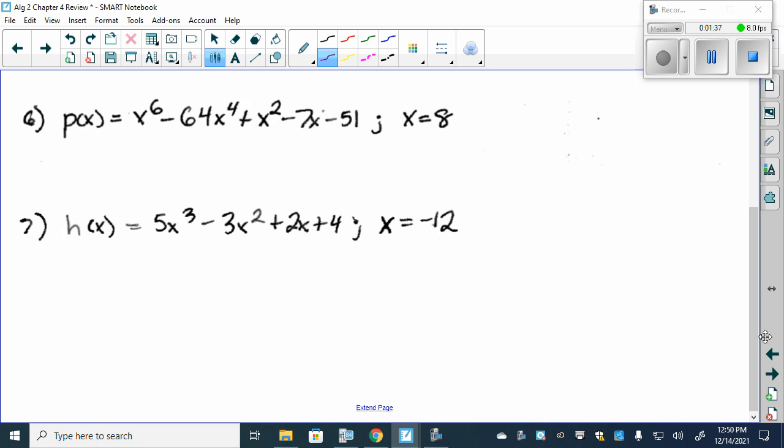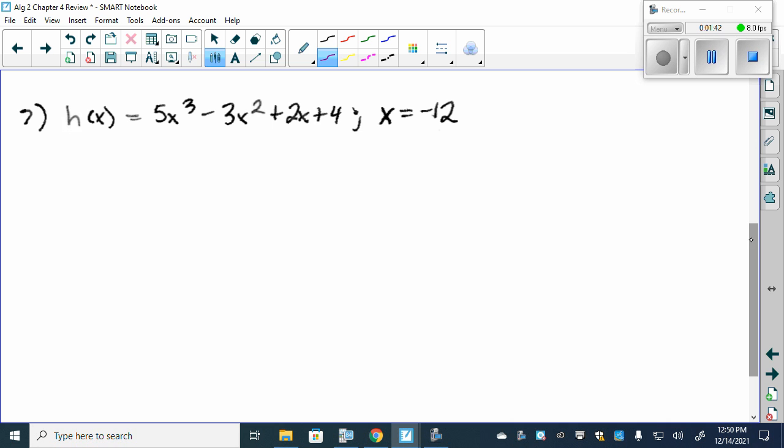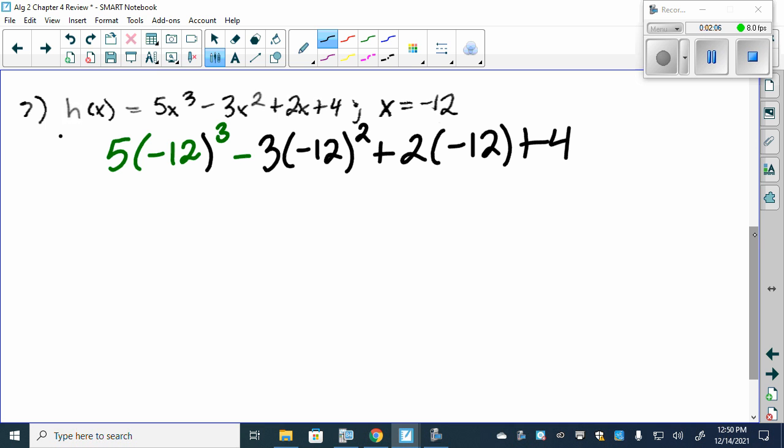So we look at problem number 7. We want to evaluate this function when x is negative 12. So what we're wanting to do is plug in negative 12 for every x. So every place where there's an x, we're wanting to plug in negative 12 for it. And now we can evaluate it. We want to simplify it down. Now we can do this by hand or we can do this in the calculator.